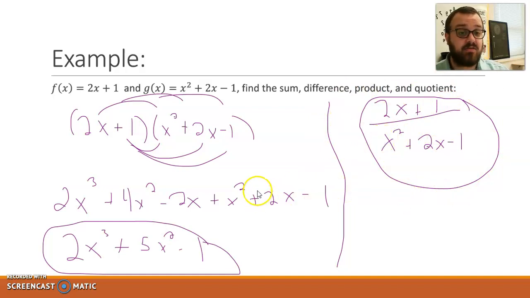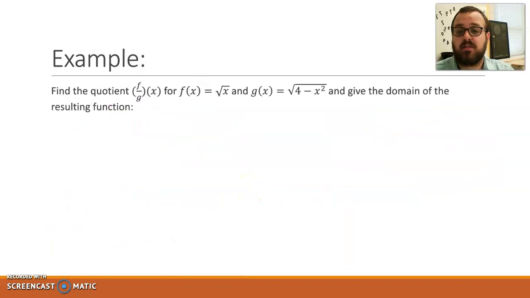So basically, add them, subtract, multiply, divide. If you know how to do that, it's basically just combining like terms and foiling, multiplying stuff out and simplifying that way, okay? Here we're going to do f divided by g of x for f of x, if f of x is the square root of x, and g of x is 4 minus x squared, and we're going to give the domain of the resulting function.